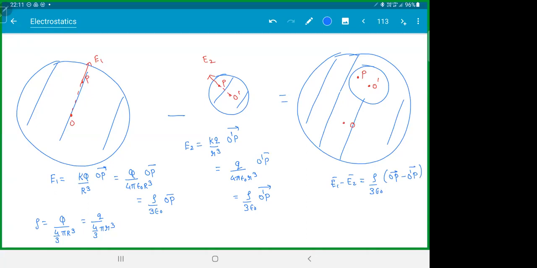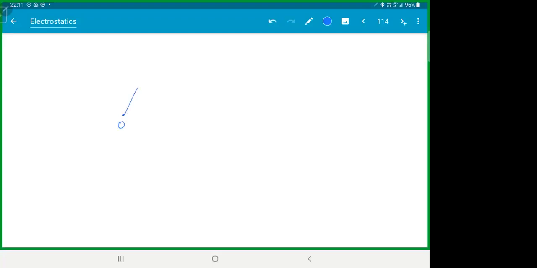What is OP bar minus O dash P bar? Rho by 3 epsilon OO dash bar. Vector subtraction, everyone. See, O to P, O dash to P. So I'm saying OP bar minus O dash P bar is nothing but OO dash bar. Agreed? Look, if you look at this thing here, OP bar is nothing but OO dash bar plus O dash P bar. That is a vector thing which we did.